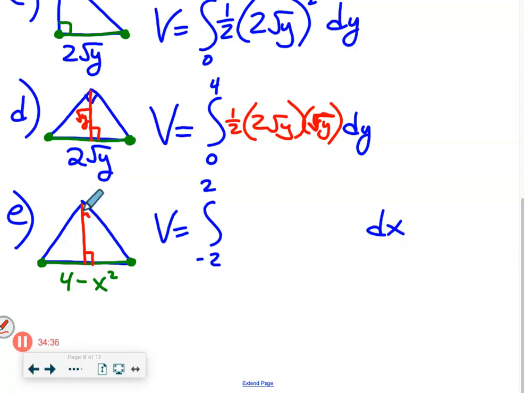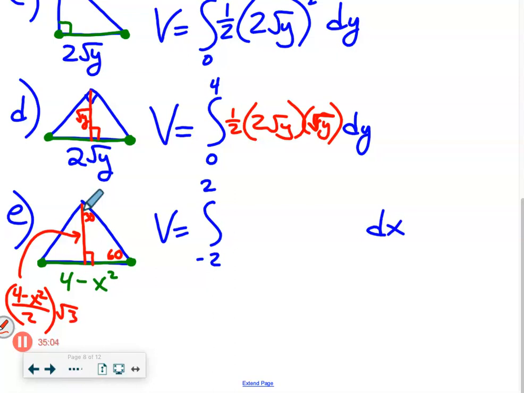30, so this would be your 30 up here, right? This is your 60. 30, 60, 90 triangles have sides of x, 2x, and x root 3. So the height of the triangle is half the base times root 3. So this height would be 4 minus x squared over 2 times root 3.